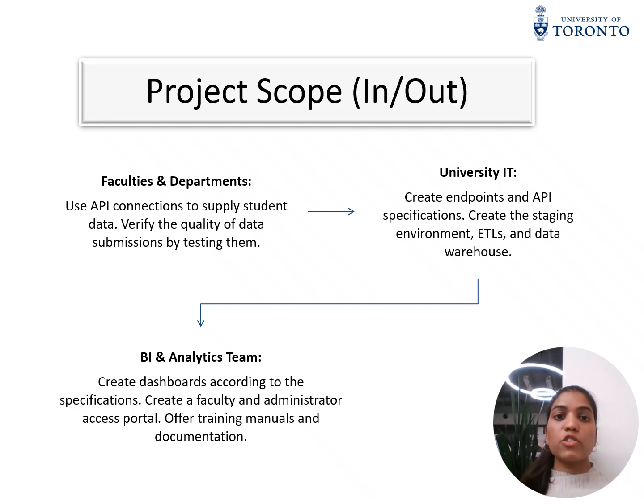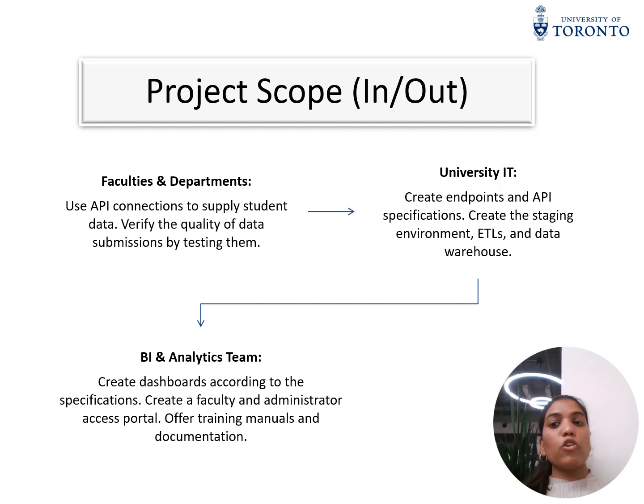Then comes project scope. So in scope, it comes faculties and departments, university IT, and third is BI and analytics team. In scope, particularly these are activities like data integration, warehouse creation, dashboard development, and training for faculty administration. The aim of this project scope is to provide one reliable source of truth for student related data.